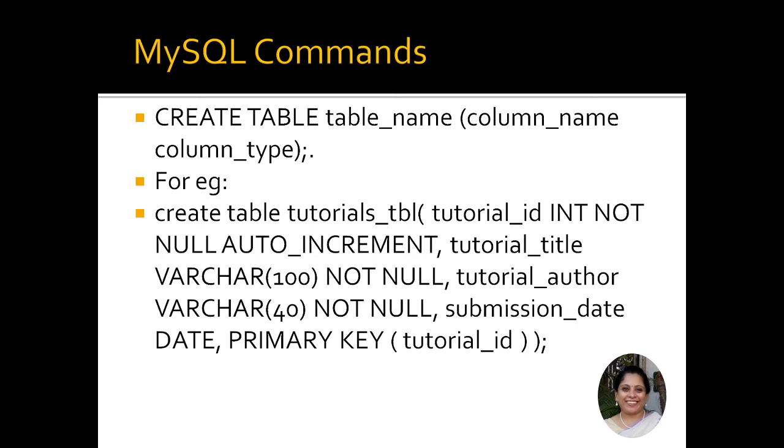Then the second column will be tutorial title. It will be of varchar. I give it a field display of 100. Again it will be not null, so I cannot put an empty value there. Then tutorial author, again a varchar. Then I have a submission date which will be of the date data type, and the primary key is tutorial ID.